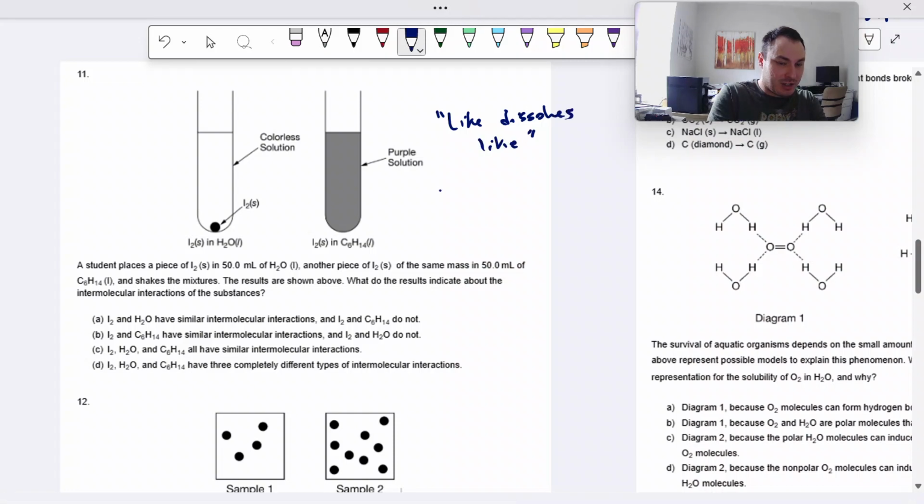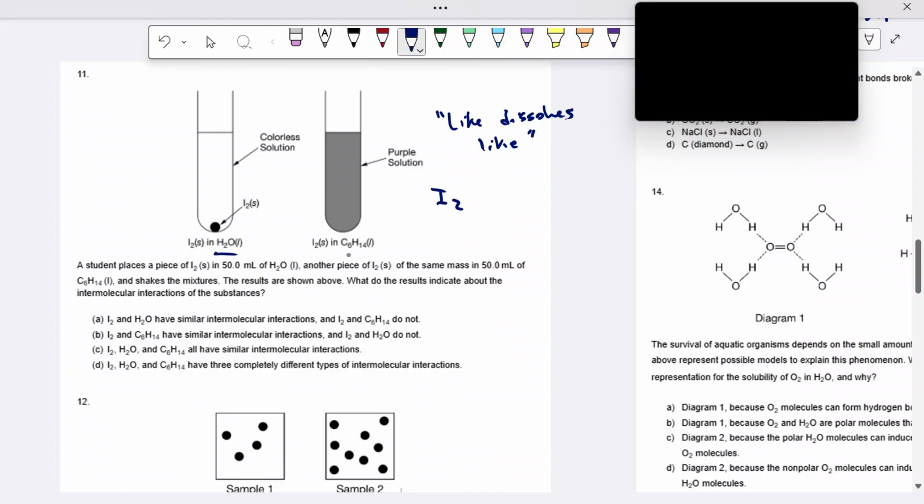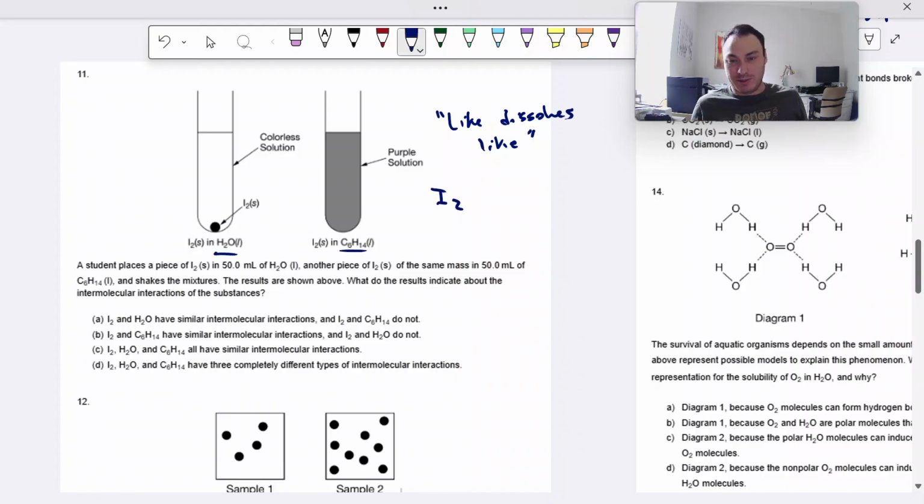So this I2 was put into water and put into this C6H14, which looks really, really nonpolar. I2 dissolved in the C6H14, but didn't dissolve in the water, because I2 is also nonpolar. Like dissolves like. Nonpolar solutes will dissolve in nonpolar solvents. So I2 and C6H14 have similar intermolecular interactions, while I2 and H2O do not. The answer is B.